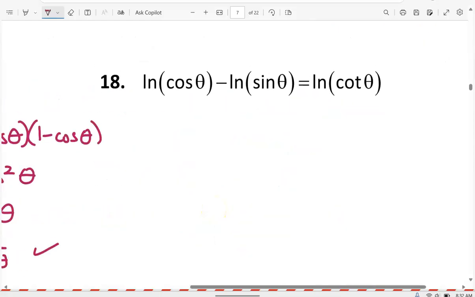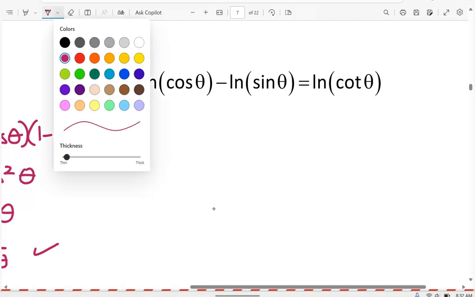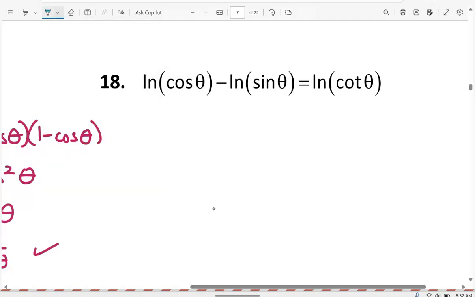In number 18, we have an equation with natural log. Now, in order to perform this one, we're going to need to remember a natural log identity, and that natural log identity is natural log of A minus the natural log of B is the same as the natural log of A divided by B.